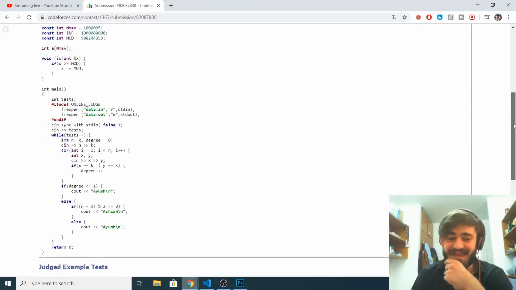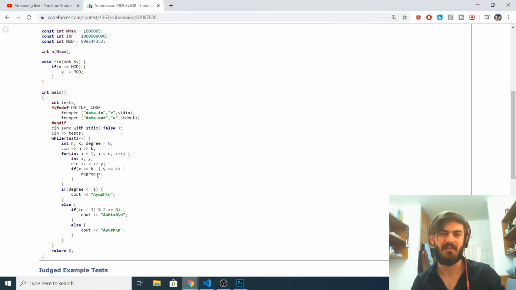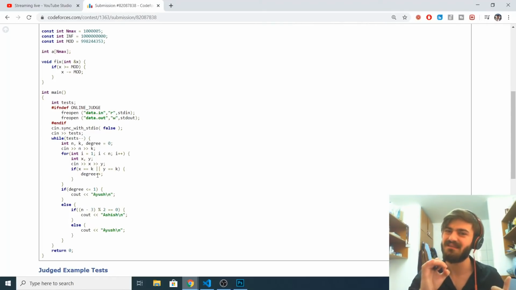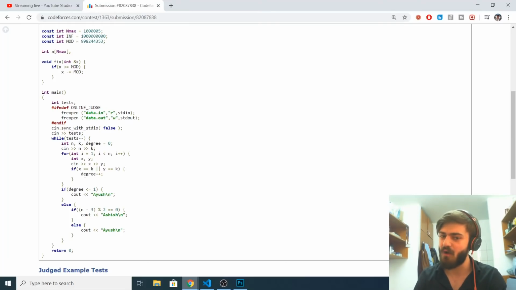All that I did is the following thing. I read n, I read k, I read the edges, and if x or y, if one of them is equal to k, I increment the degree of k, right? So I count what is the degree of k. Why do I need that? Because remember the very first scenario was when x was the node? Yeah, x. Oh, I called it k. Whatever. Was when the special node is a leaf. So this is why I count the degree.